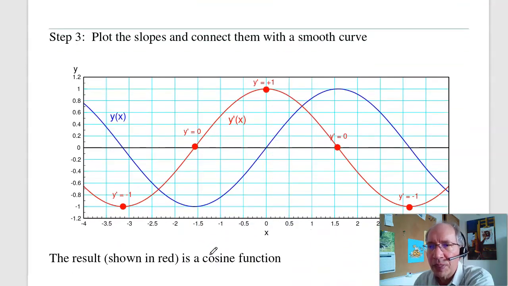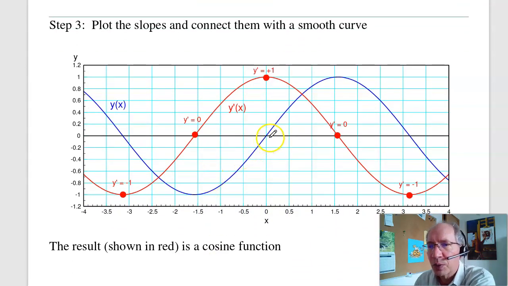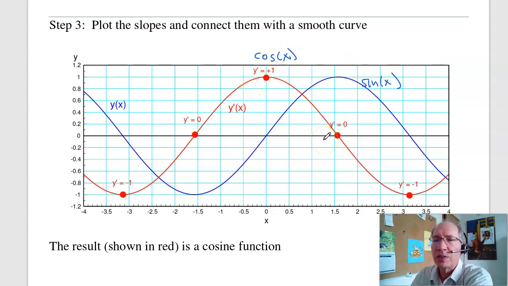And what that looks like is this. The blue curve is sine of x. This is the derivative. And it turns out this is actually cosine of x. The derivative of sine of x is cosine of x, found using graphical methods.